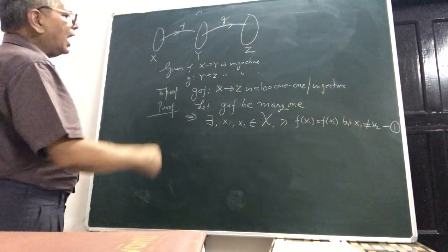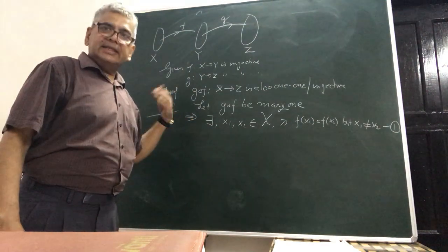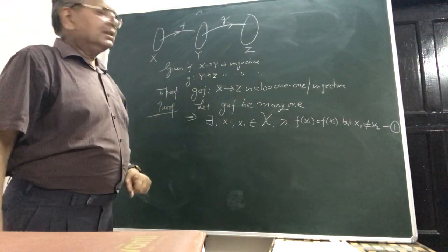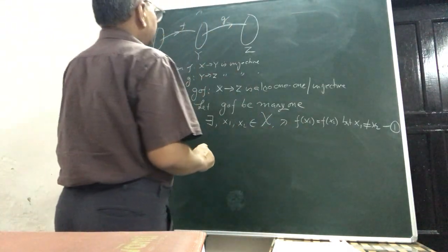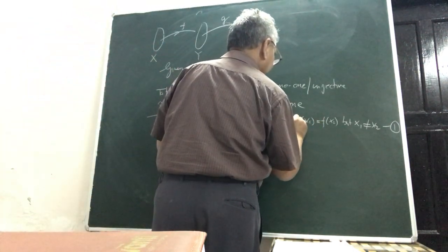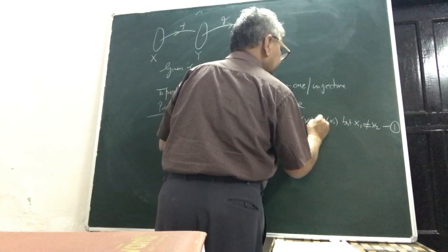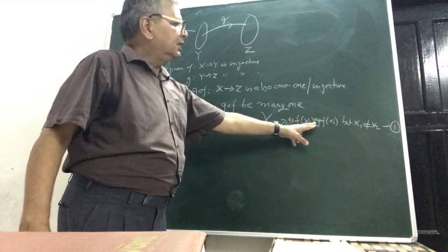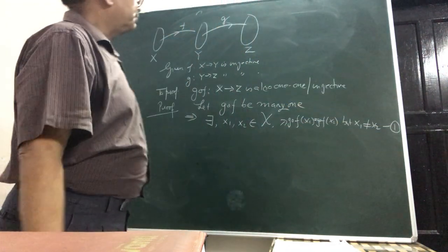Now, how to contradict it? Let us see how. When we are assuming this, suppose g∘f to be many-one, then it is not f(x1), it is g(f(x1)). Please make a correction here. You have assumed g∘f, so g(f(x1)) is equal to g(f(x2)), and this implies x1 is not equal to x2.